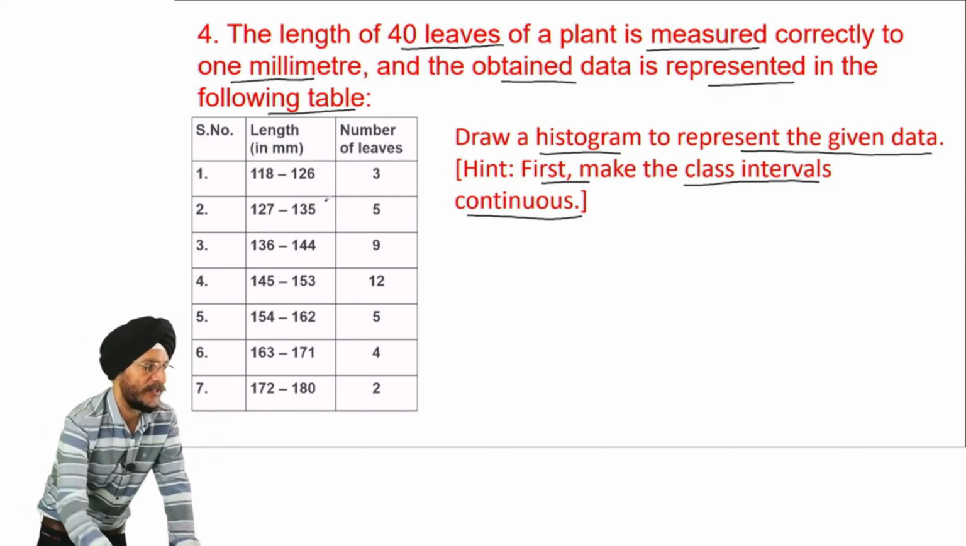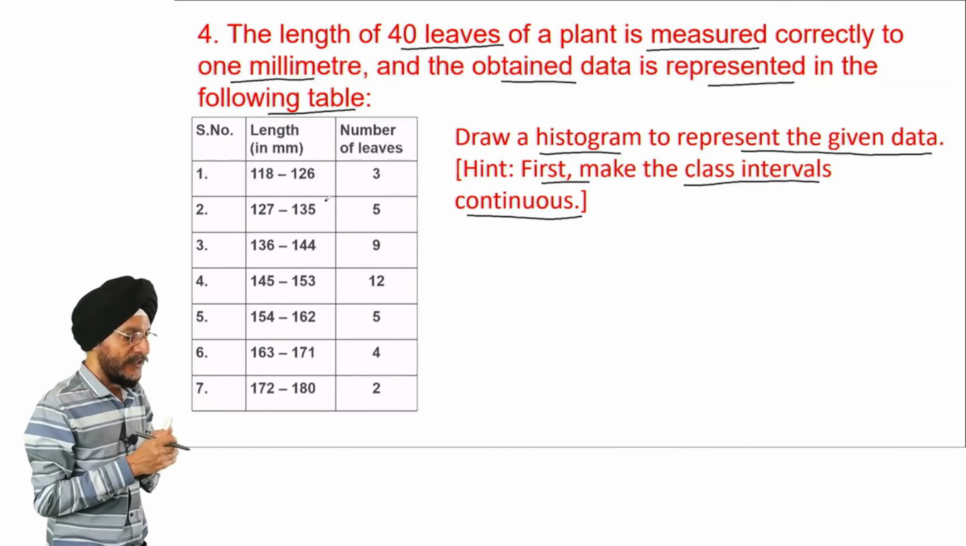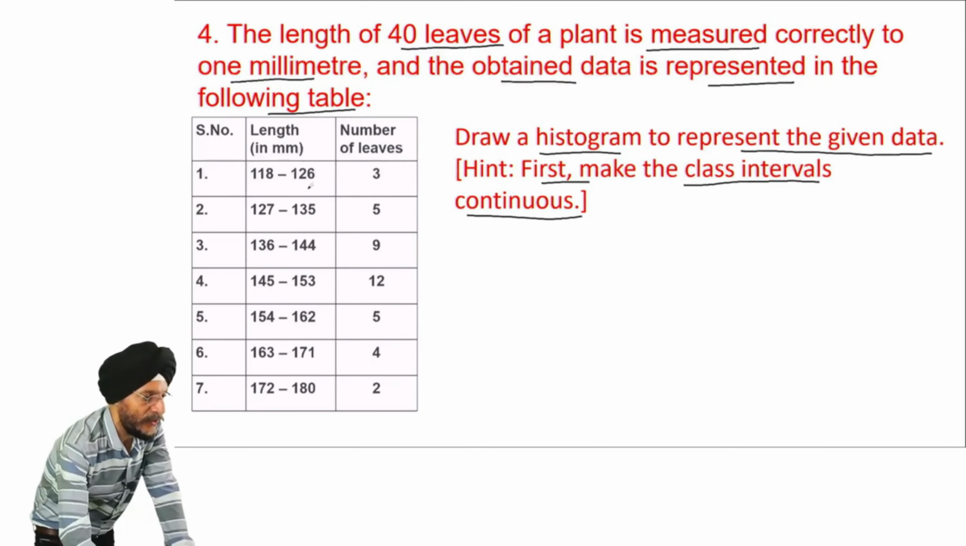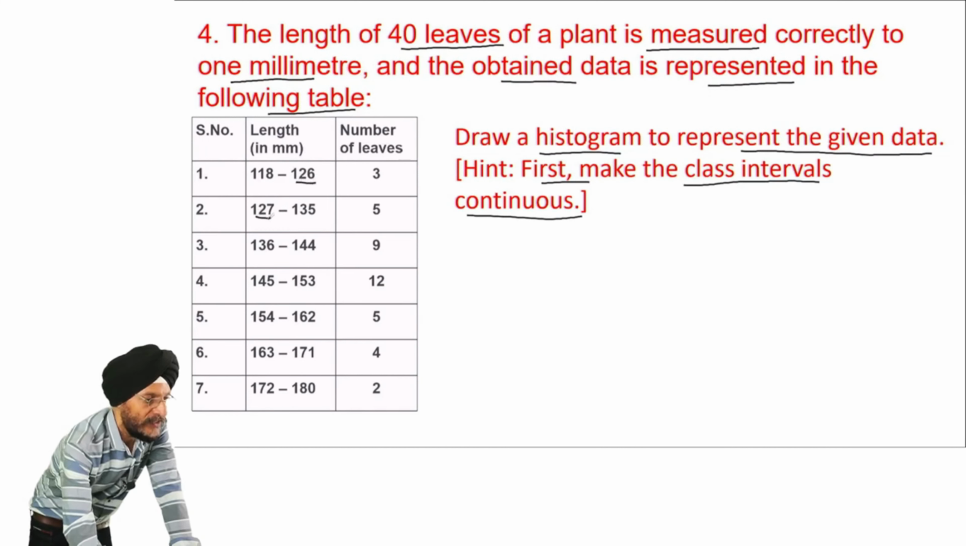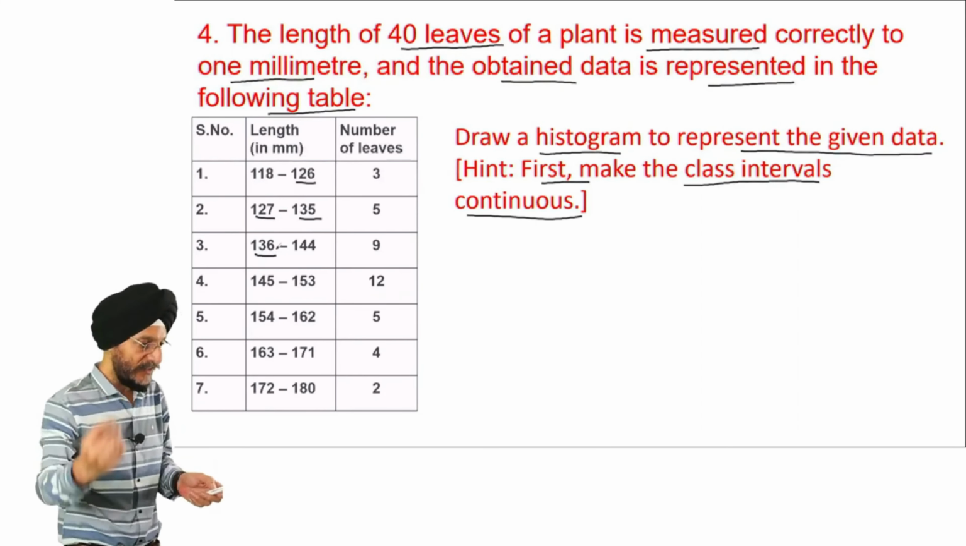This is the continuous data. Now the hint which has been given to us is that first we have to make these class intervals continuous. That is, there should be no gap between the upper limit of this class interval and the lower class limit of the next class interval; they should be the same. That is, this entry should be the same as this entry. How it happens, we will now discuss.